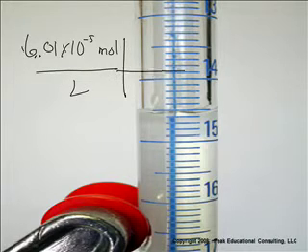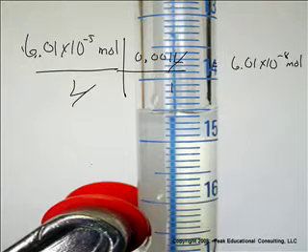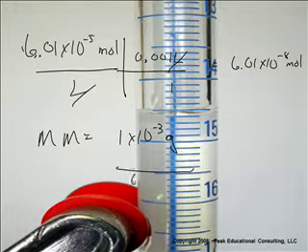Now I want just the moles, so I just need to multiply by the liters. Our volume was 1 milliliter, or 0.001 liters. The liters cancel, and I get 6.01 times 10 to the minus 8 moles. So we take our grams, which was 10 to the minus 3. The molar mass will be 1 times 10 to the minus 3 grams divided by 6.01 times 10 to the minus 8 moles. You're going to get a very large number here: about 16,600.